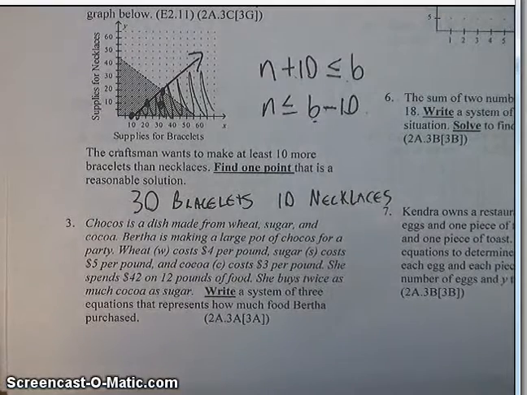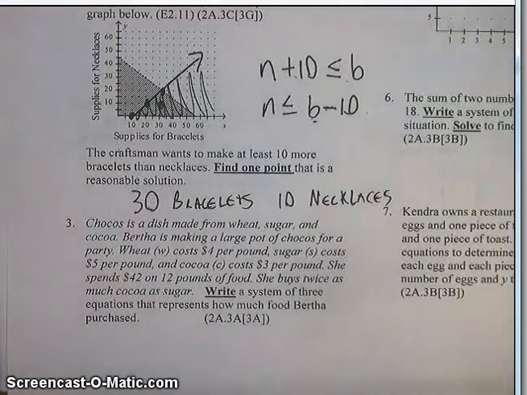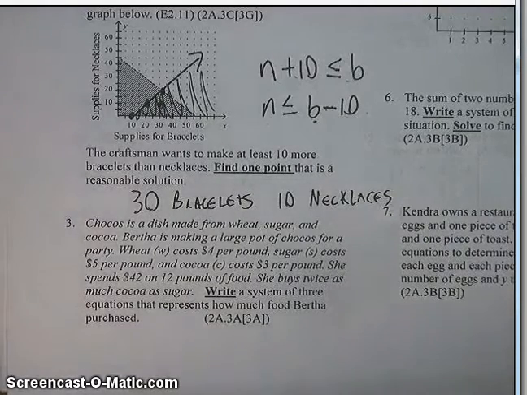Chacos is a dish made from wheat, sugar, and cocoa. Bertha is making a large pot of chacos for a party. Wheat, W, costs $4 per pound, sugar costs $5 per pound, and cocoa costs $3 per pound. She spends $42 on 12 pounds of food. She buys twice as much cocoa as sugar. Write a system of 3 equations that represents how much food Bertha has purchased.